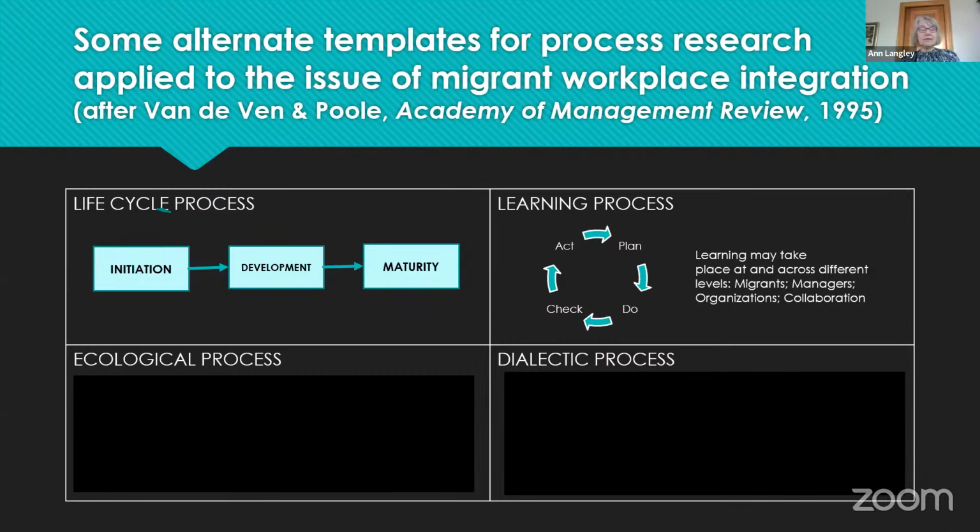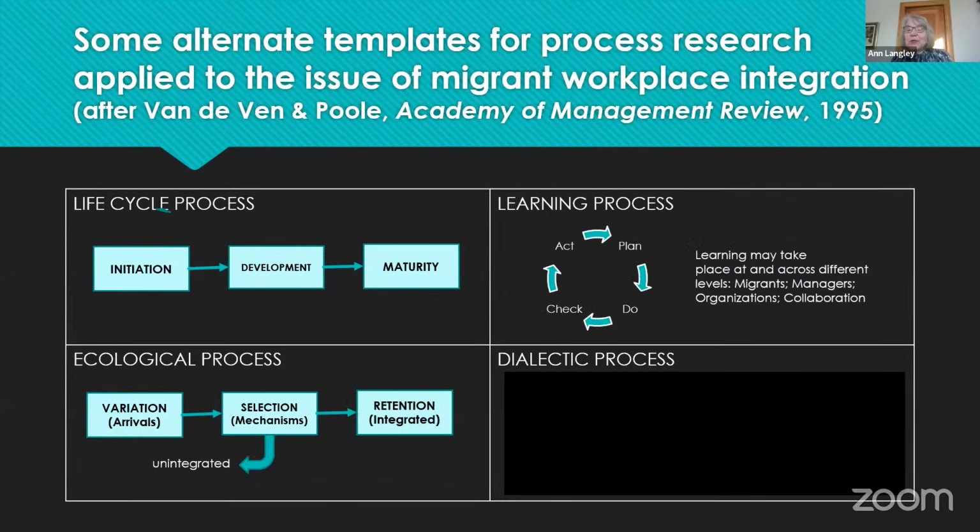The ecological process model that they propose is this idea of survival of the fittest, Darwinian processes. And so you start with variation. So let's take innovation. You start with many different ideas for innovation, but some of them fit better with the environment than others. And so the ones that do get selected, and the ones that don't get thrown out.